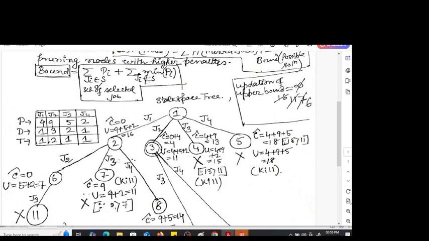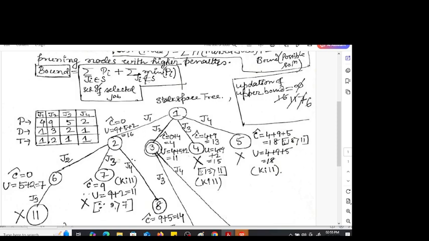We'll see this. So first, let us say we are choosing job J1. For job J1, the initial cost, because I haven't started with anything, will be 0. The upper bound, because I'm choosing job J1, is the remaining jobs J2 plus J3 plus J4, which is 9 plus 5 plus 2 equal to 16. 16 is the upper bound.